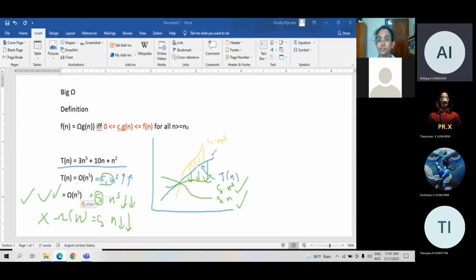Okay, clear? So this is how the omega values work. It's very easy. If you know the big O value, remember that the big O value is anyway appearing as the omega value as well.